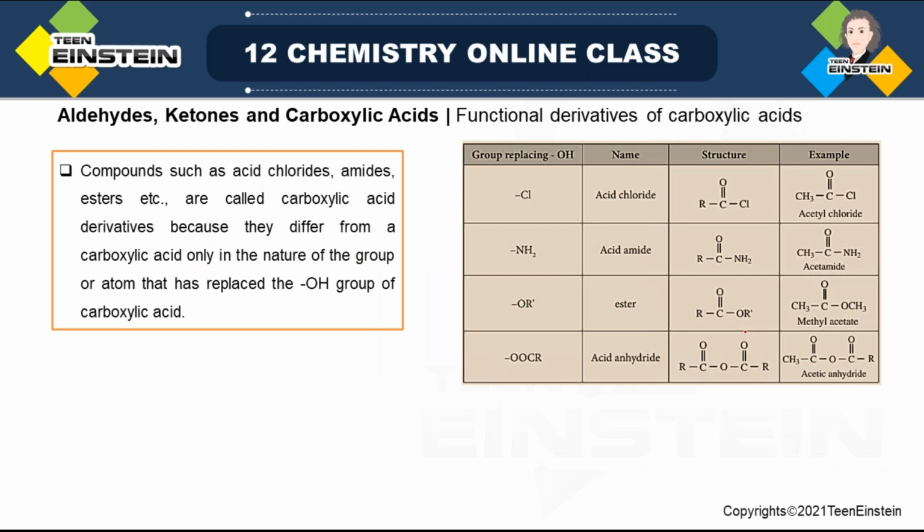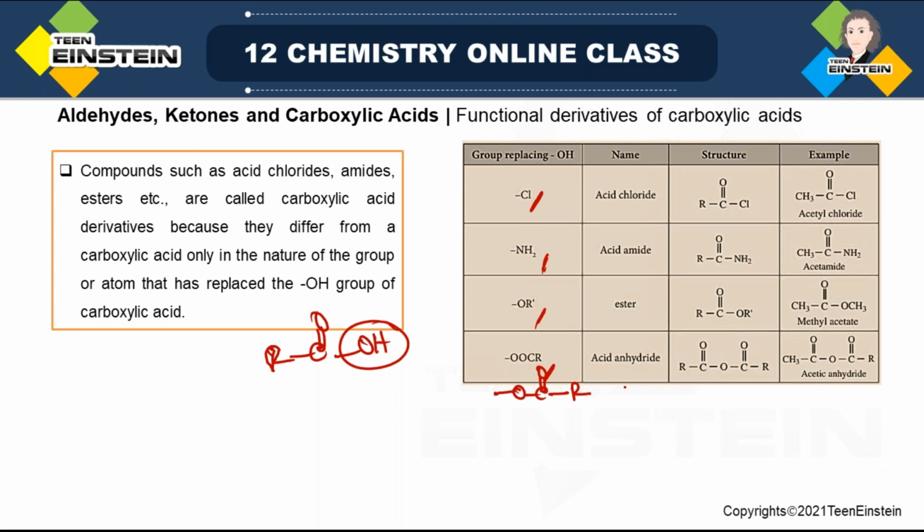Functional derivatives of carboxylic acid. In the first or second slide, I have already given you some idea about what functional derivatives are. Now I am doing this again because when you have RCOOH and you replace this OH part with some other group, suppose Cl, NH2, OR prime, OCOR. Don't think it is an OO bond, it is an OC double bond OR.